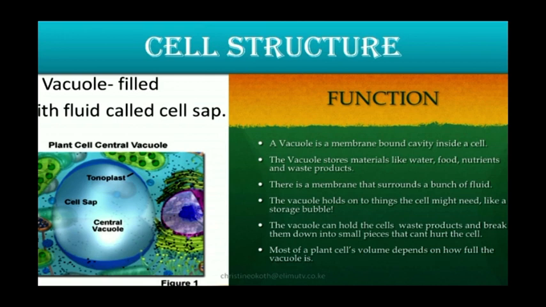So the vacuole can hold the cell's waste product and break them down into small pieces that cannot hurt the cell. So we've said that it holds materials. One of those materials that it holds is the waste product. So it needs to break down this waste product, ensuring that it does not hurt the cell. Most of the plant cell's volume depends on how full the vacuole is. So the main function is to store material and also break down the waste products which are found in the cell.